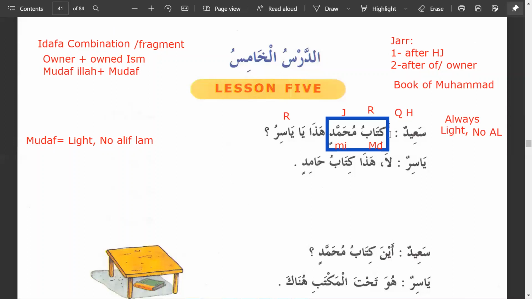What was the sentence? The meaning of the sentence? Book of Muhammad. And when you add the question Hamza, it turns this into a sentence. So, is this the book of Muhammad? Saeed is asking. Who is asking? Saeed. Saeed is asking, is this the book of Muhammad?